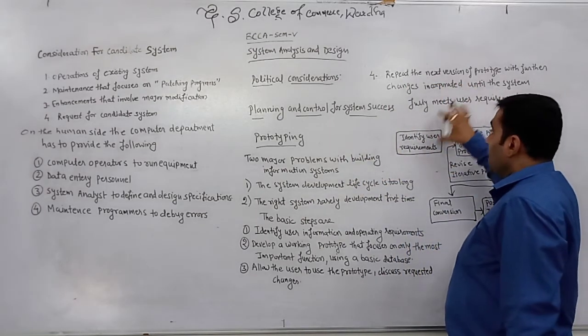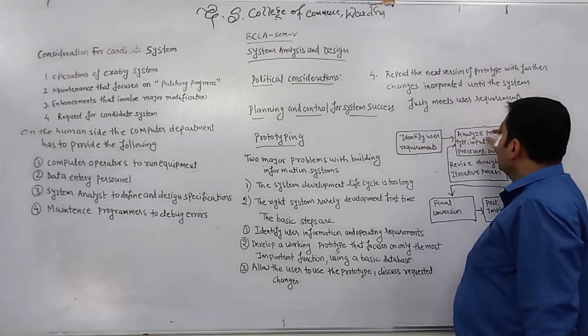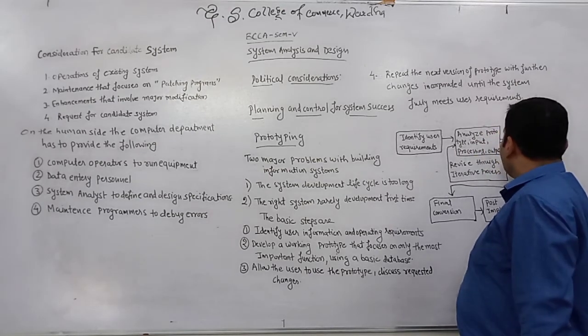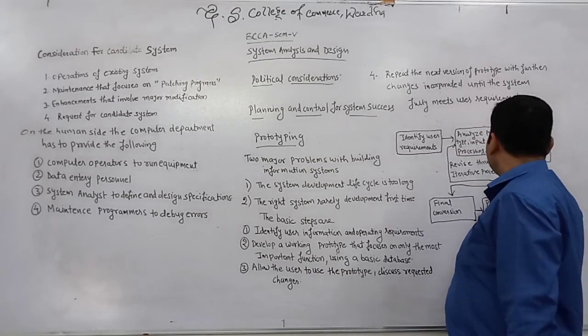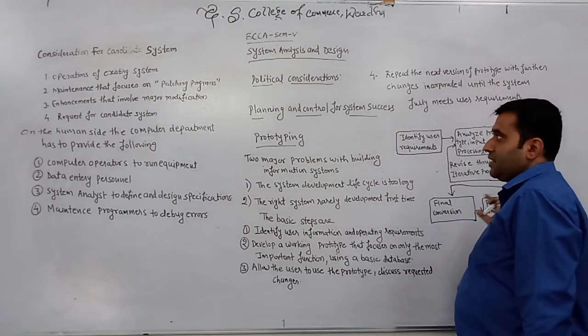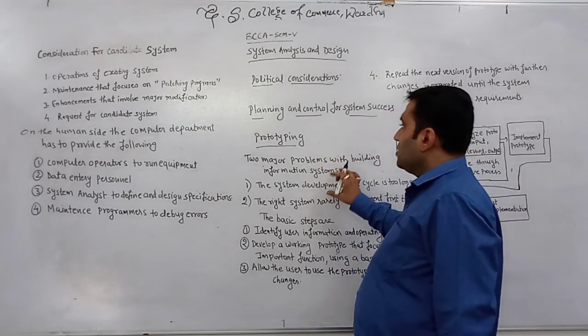In prototyping, identify the user requirement, then analyze the prototype, with the input being processed and the output produced, then implement the prototype. Then the final conversions are taken, and then the post implementation. This is the total prototyping of the software.